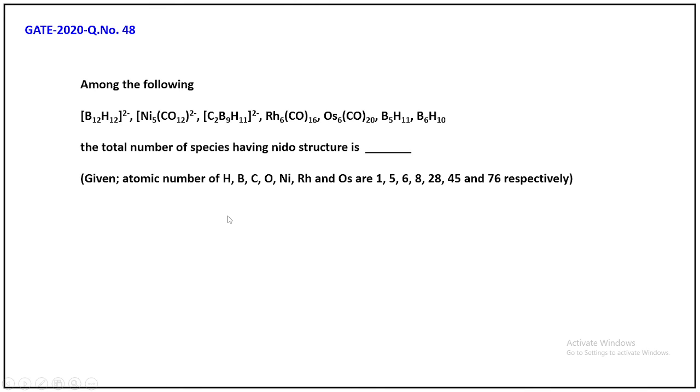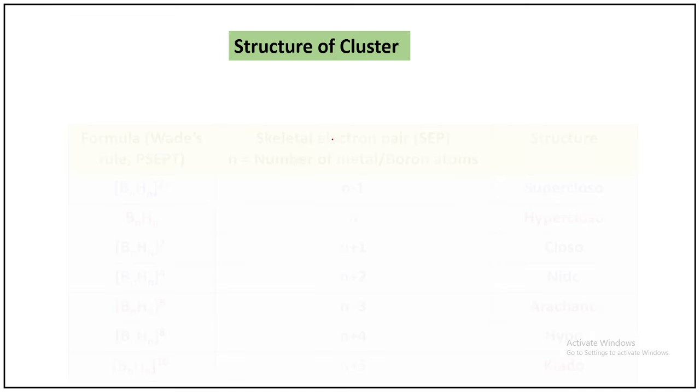So this is a question from GATE Chemistry 2020, question number 48. Among the following, the total number of species having nido structure is. They have given a total of 6-7 compounds, and among them we have to find the ones having nido structures. Okay, we will go step by step.